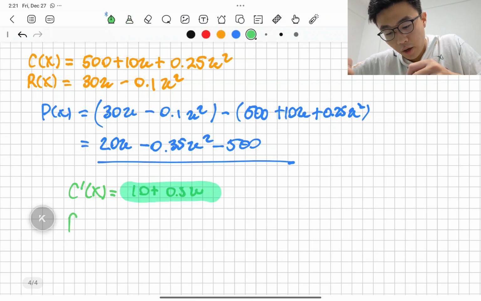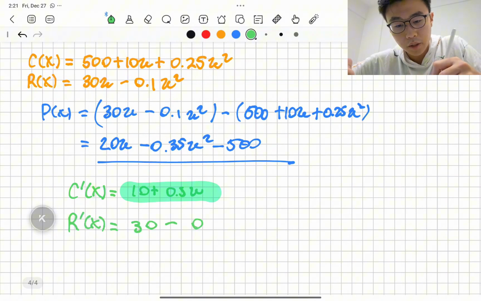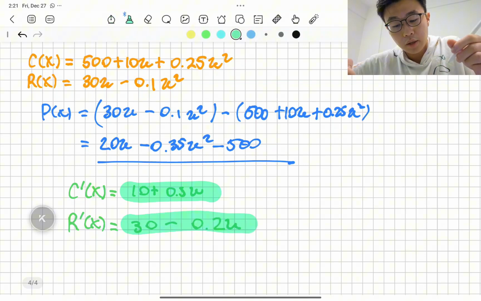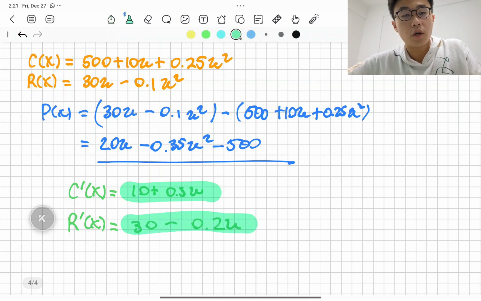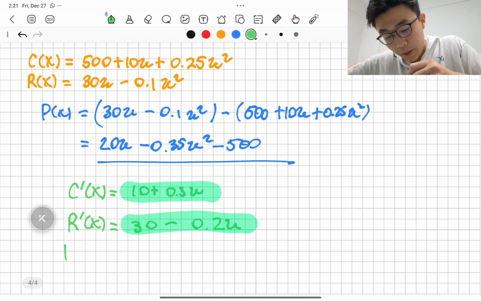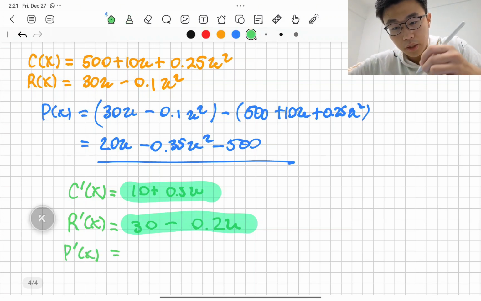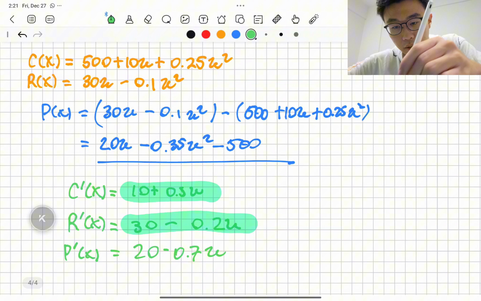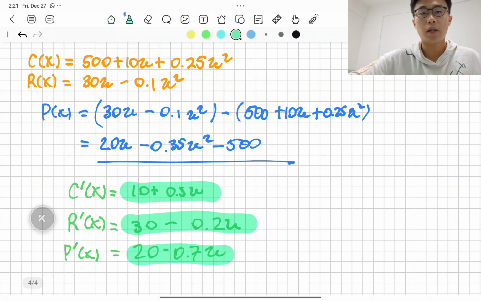Next, the revenue function, R(x), which is equal to 30 minus 0.2x. This is the marginal revenue. And for P(x), it will be equal to 20 minus 0.7x. This is the marginal profit.